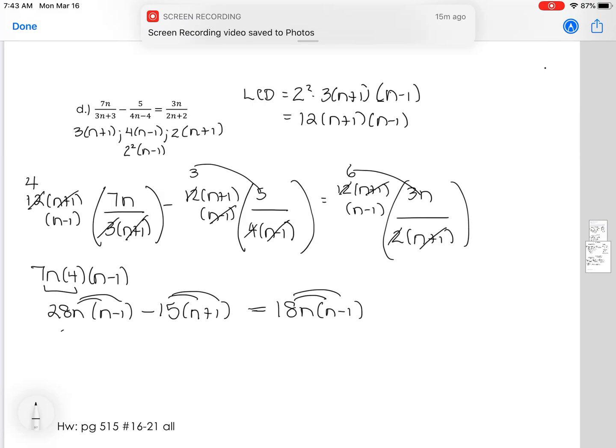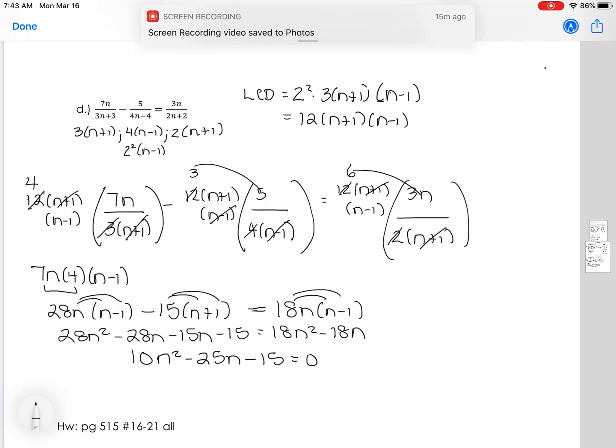So step 1, distribute to each one. So you get 28n squared minus 28n minus 15n minus 15 equals 18n squared minus 18n. You need to totally combine all of your like terms. When you combine your like terms, you end up with 10n squared minus 25n minus 15 equals 0. You're going to have to factor this, but if you notice, they're all divisible by 5, so take out that 5 first. That lowers the factoring that you're going to have to be doing.